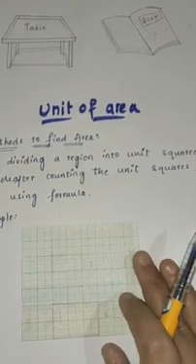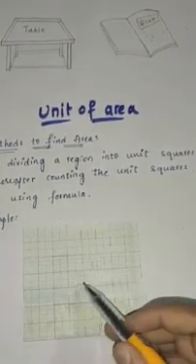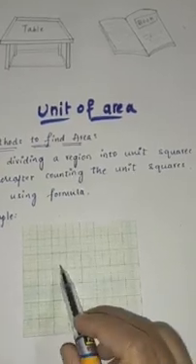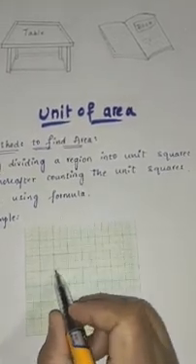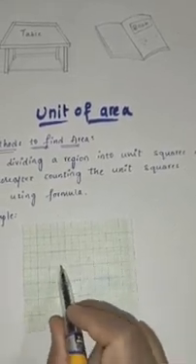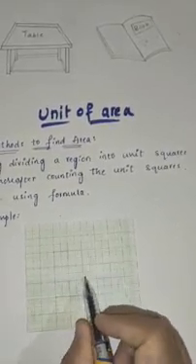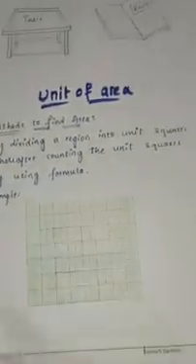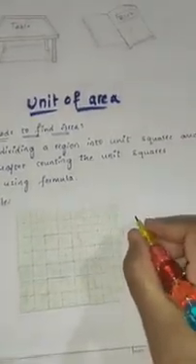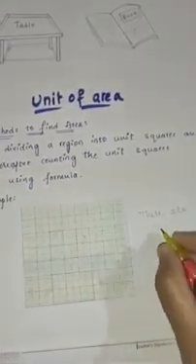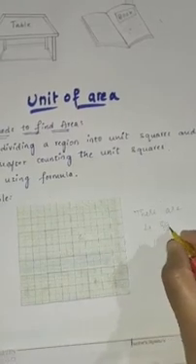Tell me how many squares are there in the first figure. Can you see this one? This is the first square, this is the second square, this is the third square, and this is the fourth square, right? How many squares are there here? Yes, there are 4 squares.